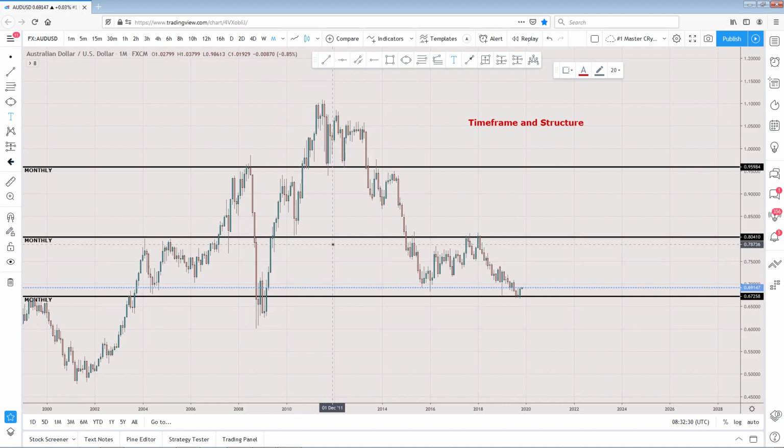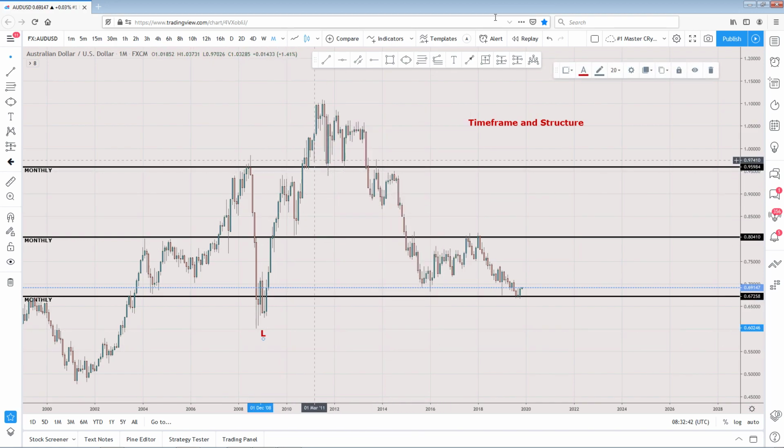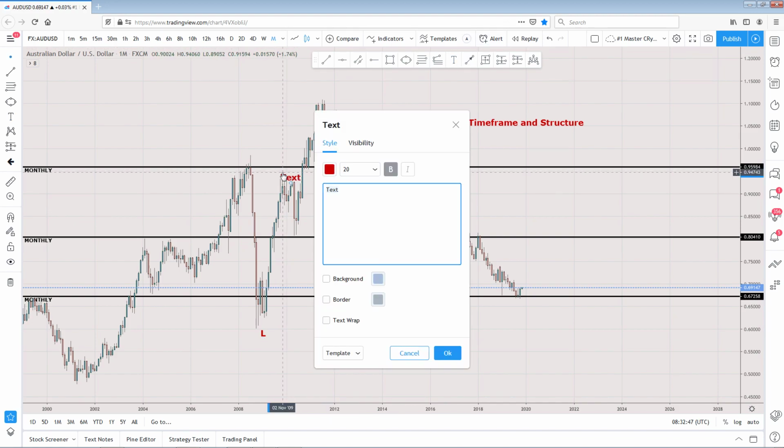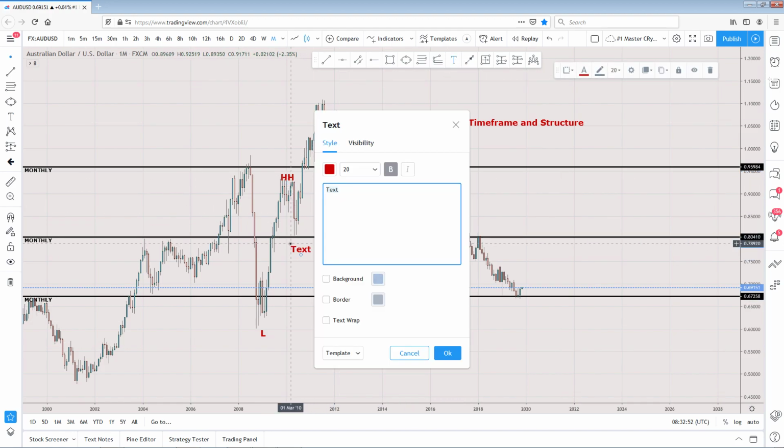So right now we're on the monthly time frame. We're just going to quickly label an uptrend and a downtrend really quick. So here we're going to call this a low, and we're going to call this a higher high, and then here we're going to label it as a higher low.